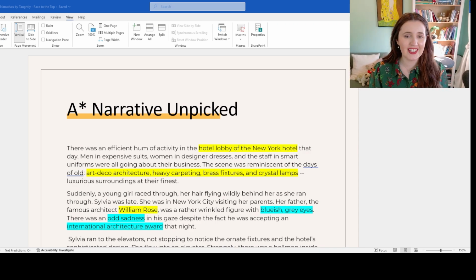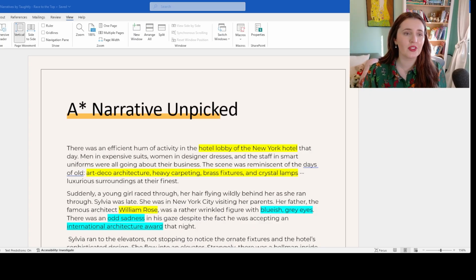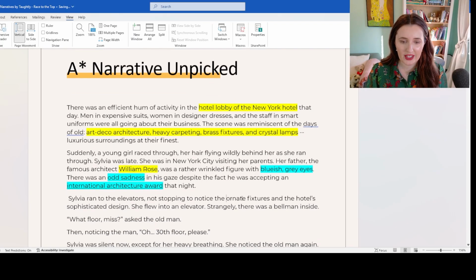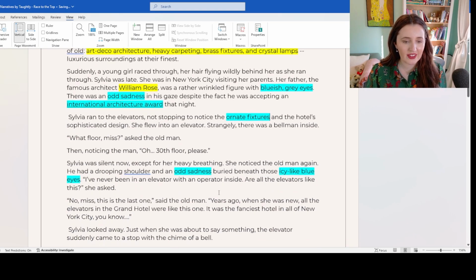We've got the setting of New York City in a very fancy hotel, so a very specific setting. And of course, within that, beautiful description of what we can see there, such as the Art Deco architecture, heavy carpeting, brass fixtures, etc. The ornate fixtures down here too, the sophisticated design of the elevator and so on.